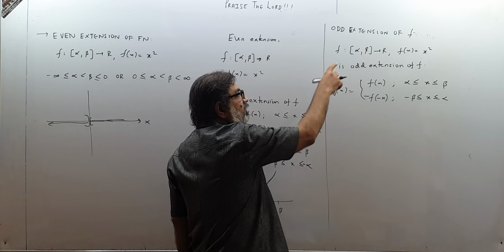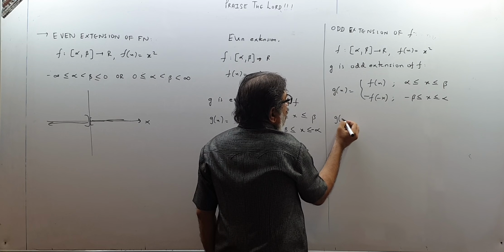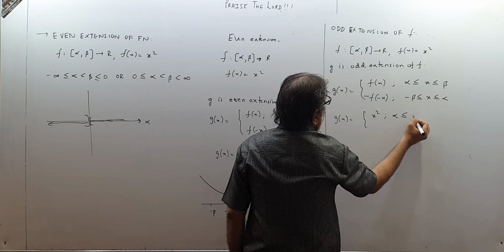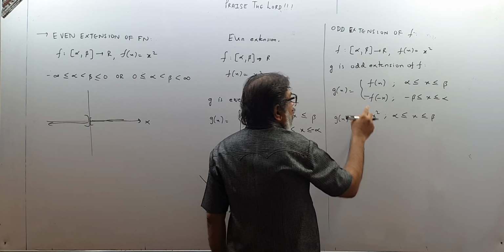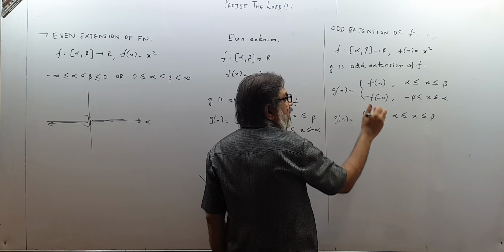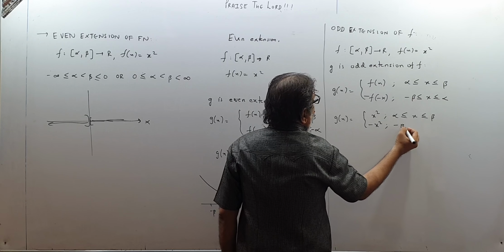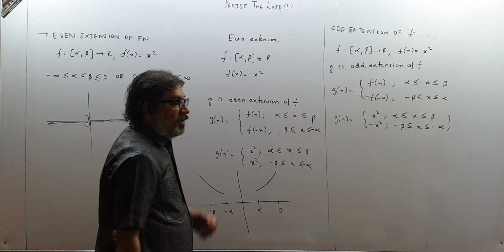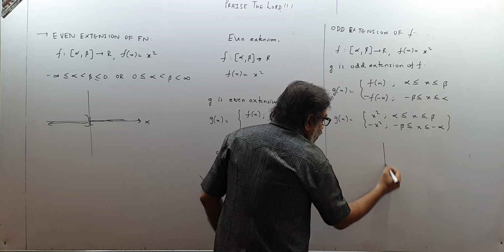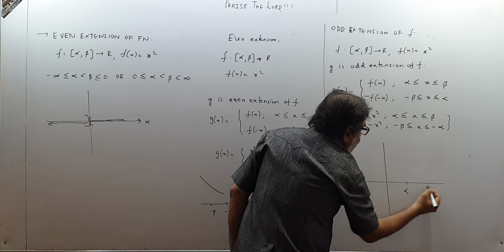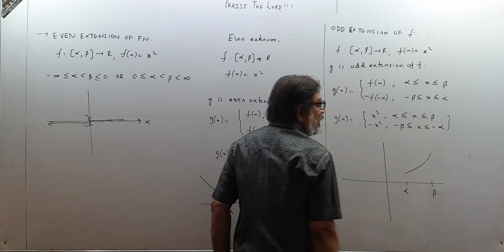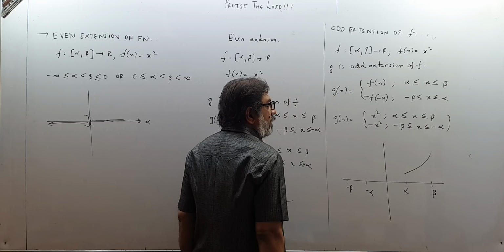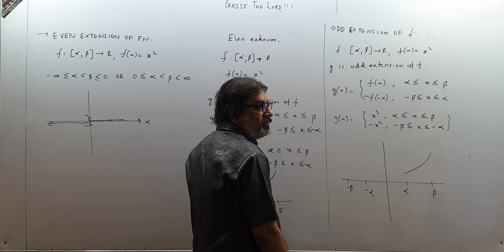So now what will be the odd extension in this case? f(x) equal to x square. g(x) will become x square for alpha less than equal to x less than equal to beta. f of minus x is x square, so minus this will be minus x square for minus beta less than equal to x less than equal to minus alpha. So now if I draw the graph for odd extension, see, alpha and beta, the graph was like this, maybe x square. Now I have got minus beta and minus alpha, reflection will come. I want minus x square.